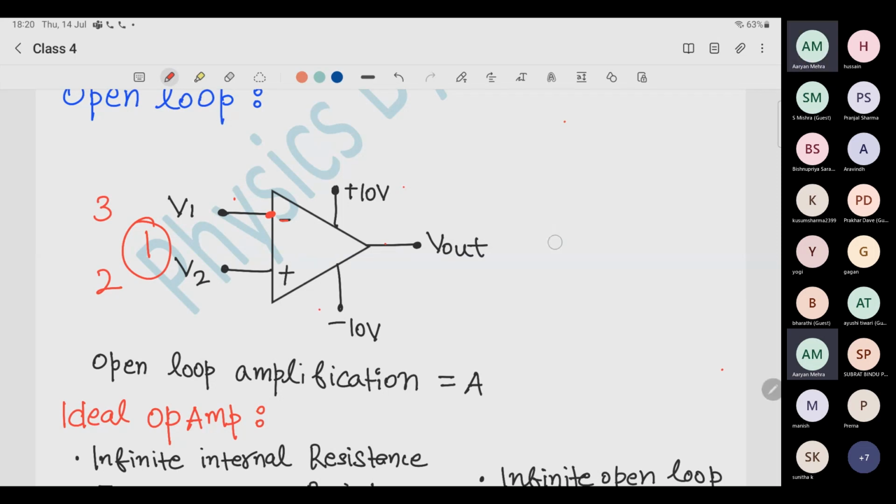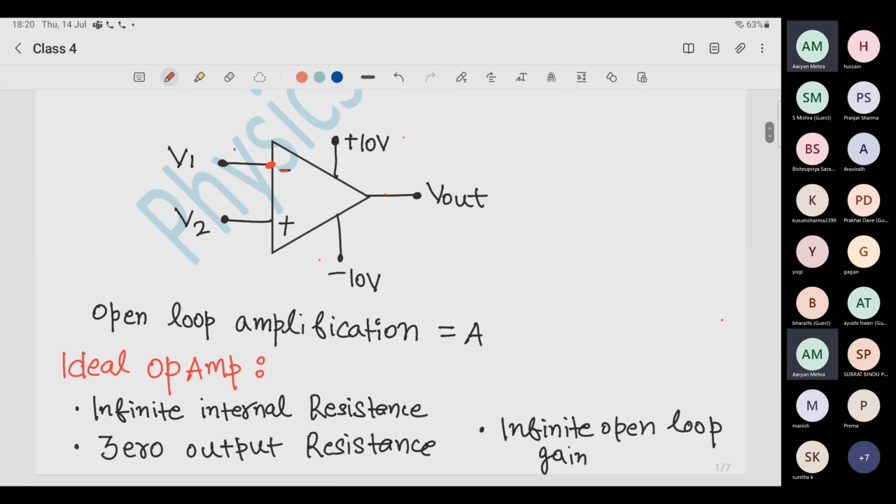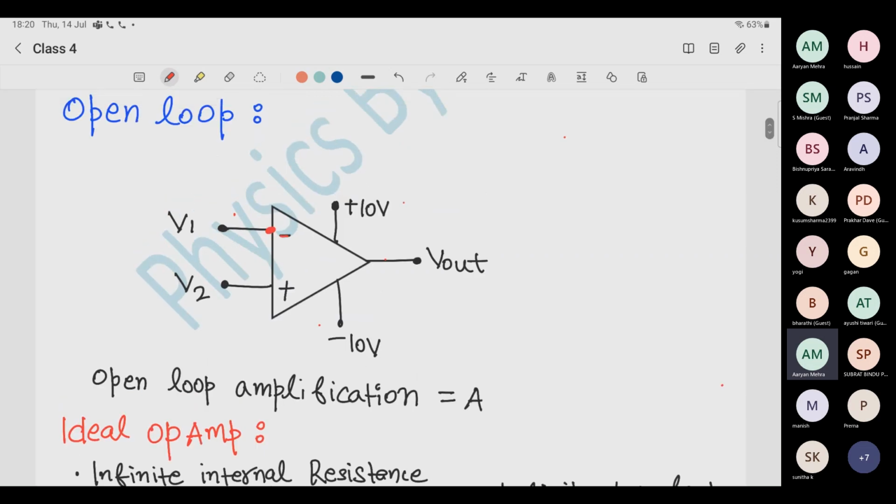So this is the first thing. In op-amp, you first need to understand the symbol. This is a triangle symbol. The minus plus sign means inverting and non-inverting. V1, V2 are input voltages. 10 volt and minus 10 volt are the voltages required to operate the op-amp. And V output is the output voltage which you will get. And this entire op-amp has some amplification, open loop amplification, which is A. So any question till here? I'm giving you 5 seconds. If you have any question, ask.